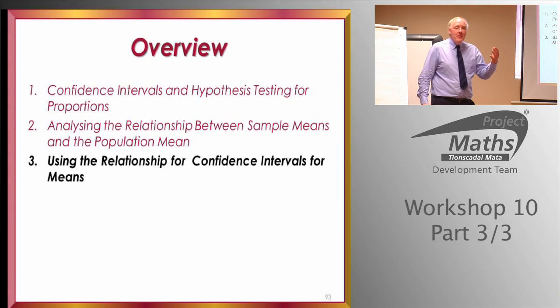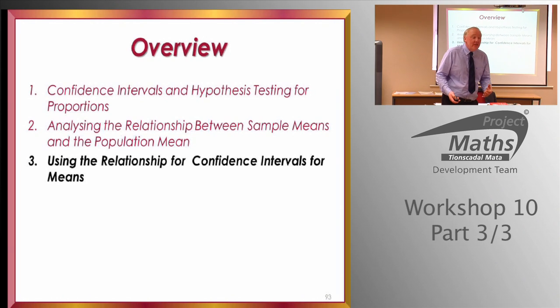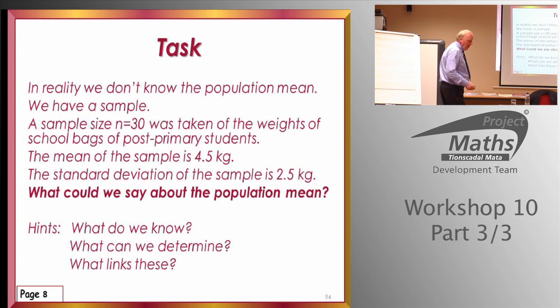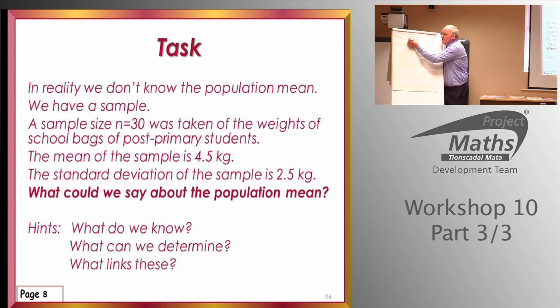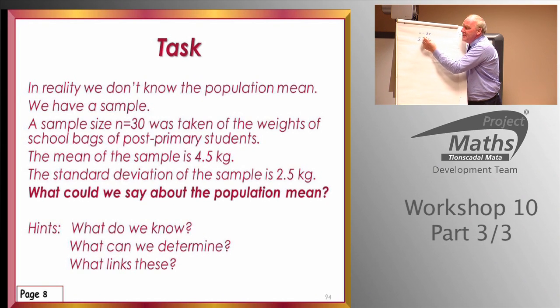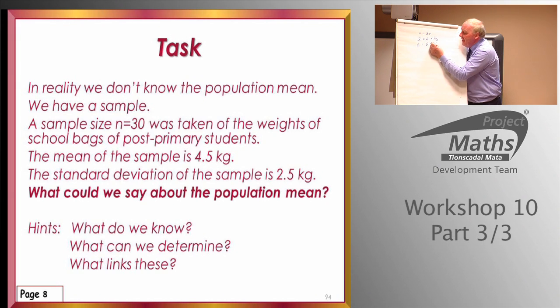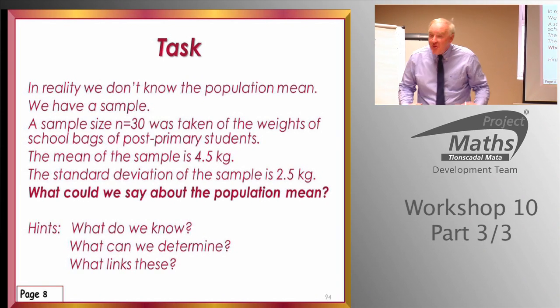Now, one final bit, about 10 minutes, we're just going to tie the thing together. If we've got a question, how do we use the theory, in other words, to answer a question? So, in reality, we won't know the population mean. We have the sample of size n equal to 30. We have x bar, the sample mean, is 4.5 kg, and we have s, which is 2.8 kg, I think, is it? Sorry, 2.5, yeah, 2.5, okay? Now, what can we say about the population mean? So we must now infer from the sample to the population.